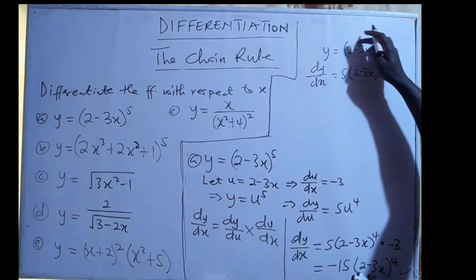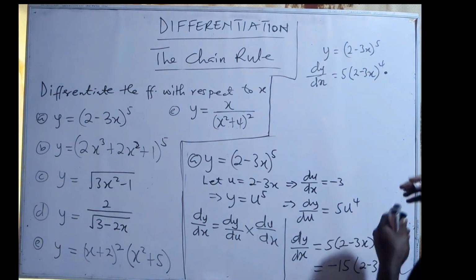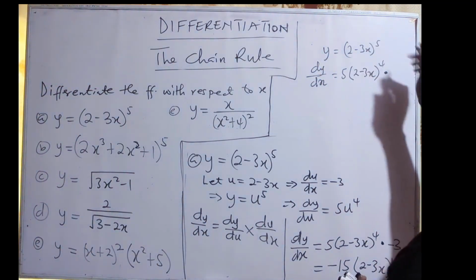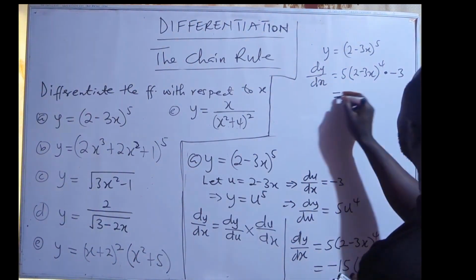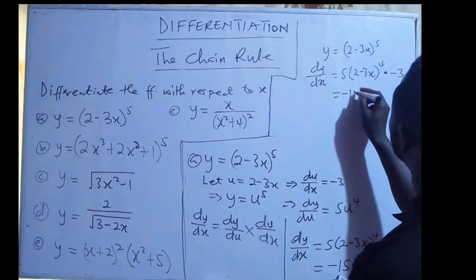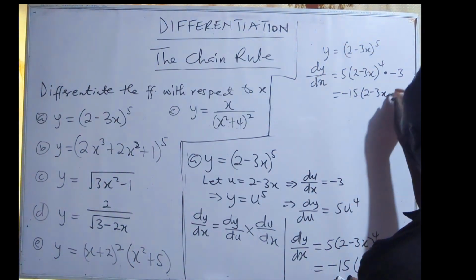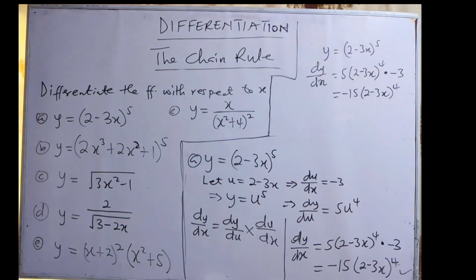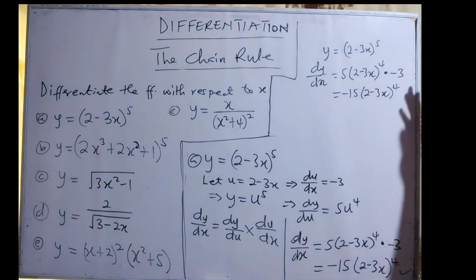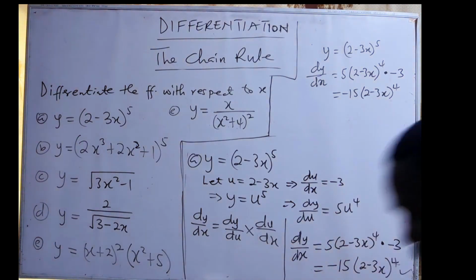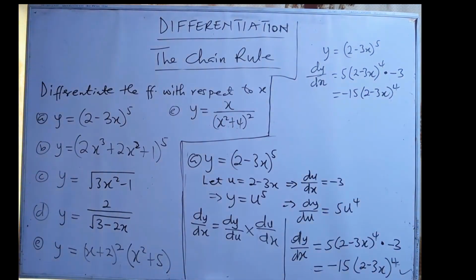Then you multiply by the derivative of the binomial. So this one will give me -3, so that I will get -3 times 5, -15, (2 minus 3x) all to the exponent of 4. Is it not the same thing we have here? It's the same thing. Rather than writing all these things, this is so simple to do. I know as you move on, you understand it better. Let's move to the next question.